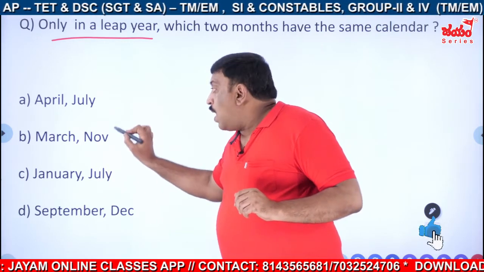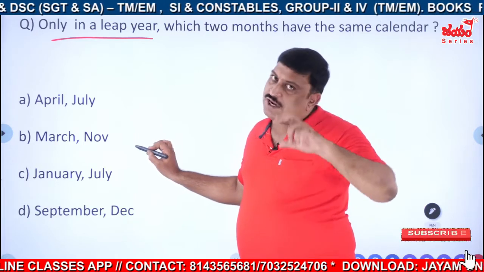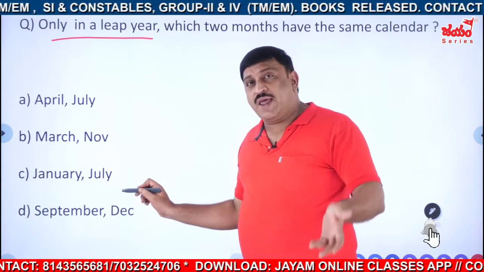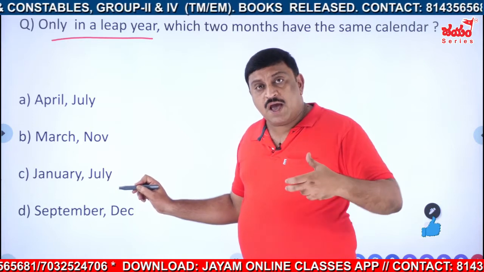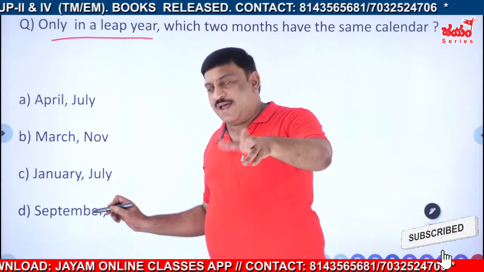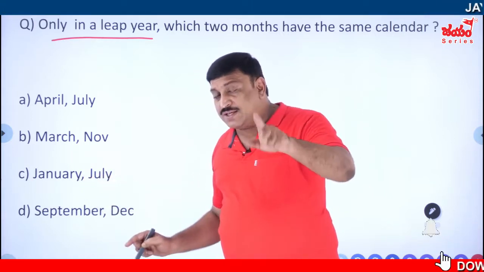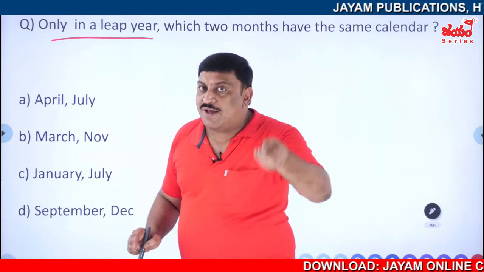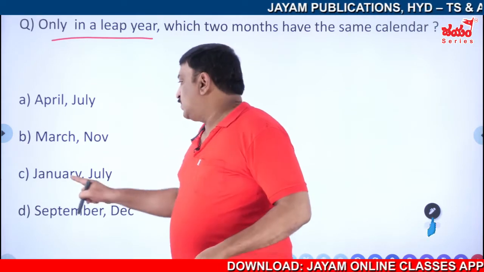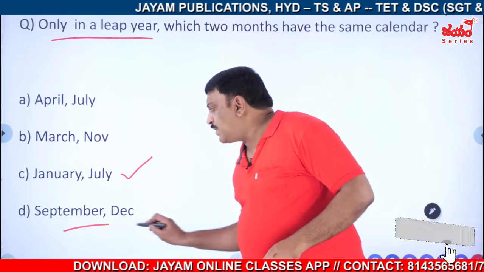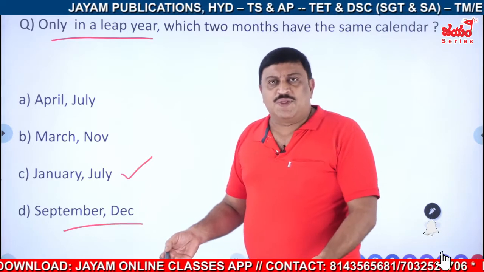Okay. Now, March and November, it will also repeat in both the cases. Okay. Jan and July. Jan is pairing with what? April. April is pairing with July. So this is the only case. Actually, in a normal year, January pairs with what? October. Is it not? Okay. So now it is pairing with April, July. This is the case. What about September, December? In both the cases, it will be there.